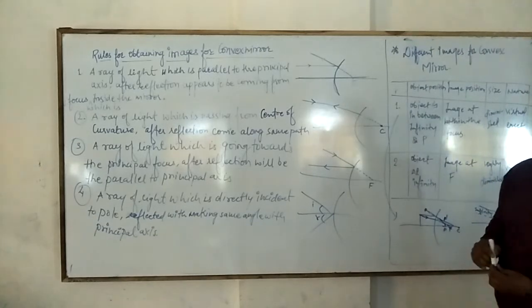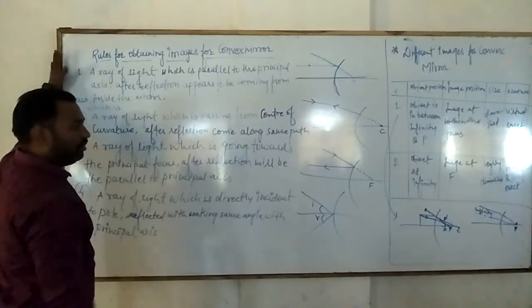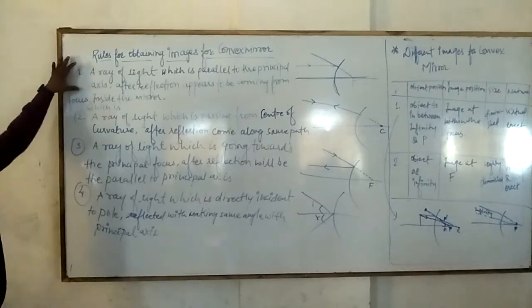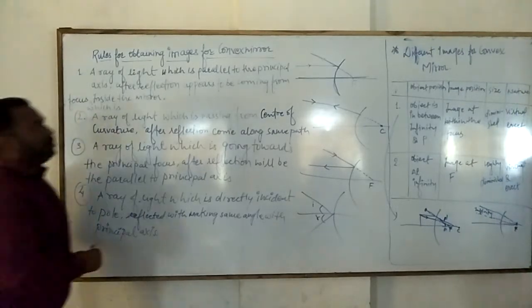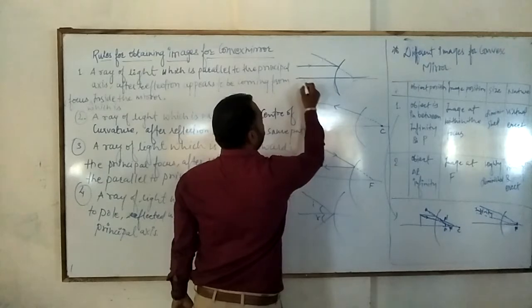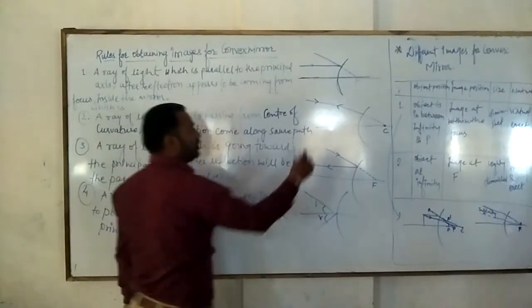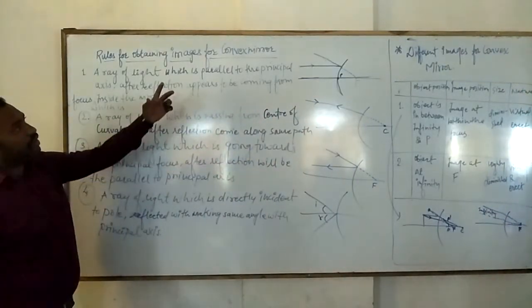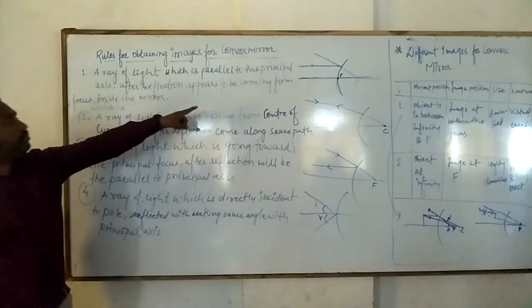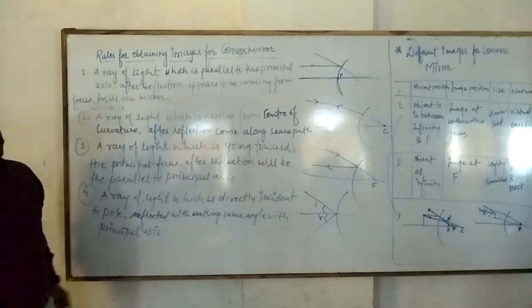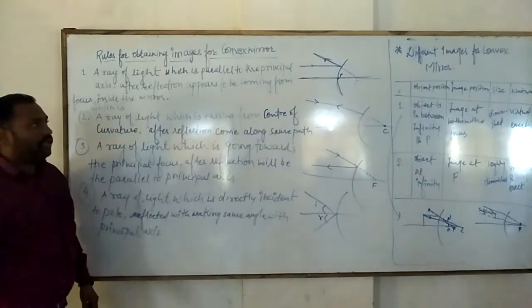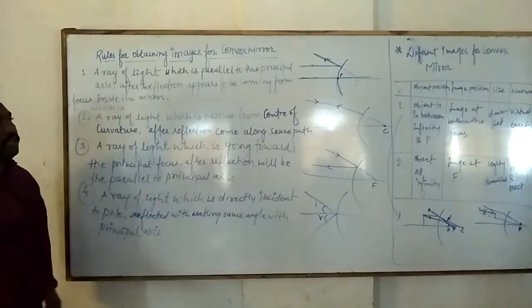So look, first we have to describe the rules for obtaining images for the convex mirror. Concentrate here. A ray of light which is parallel to the principal axis. This is the principal axis which is passing through the pole. We are describing the nature of the images for the convex mirror. Then after reflection it appears to be coming from the focus, which is inside the mirror.